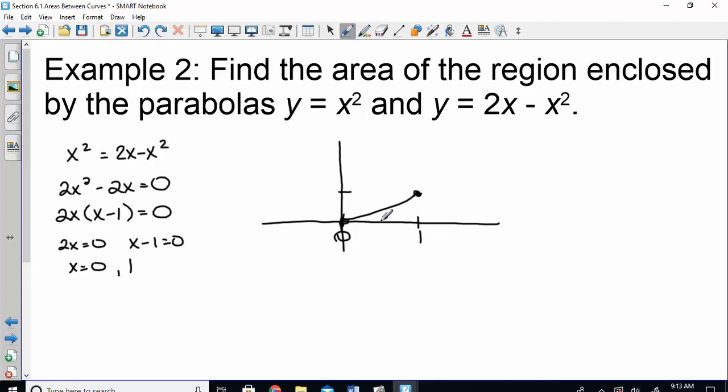No. Let's try something in the middle. If I put in 1/2, 1/2 squared is 1/4. Okay, so that first parabola, if I put in 1/2, we get out 1/4. So if I put in 1/2 here, 2 times 1/2 would be 1, minus 1/2 squared is 1/4. So 1 minus 1/4 is 3/4. So now we can see we're finding this area, and which one was on top?